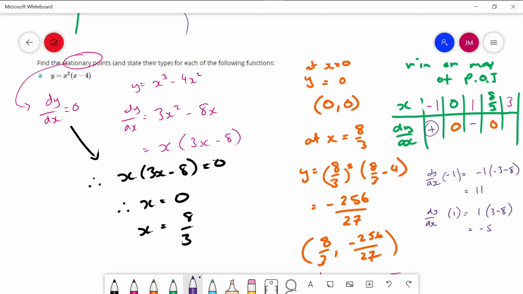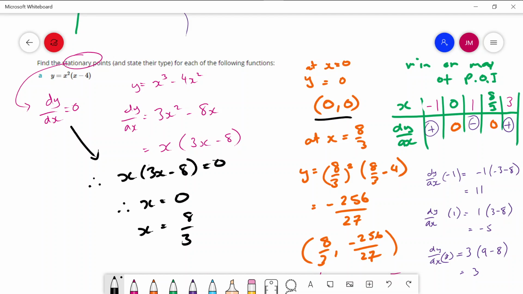Notice I'm not writing the answer, because it doesn't influence the answer. So positive or negative is all I'm looking for. Positive at negative 1, negative at positive 1, and then at 3, dy/dx would be 3 times (9 minus 8). So I'd get 3 times 1 is 3. So that is positive.